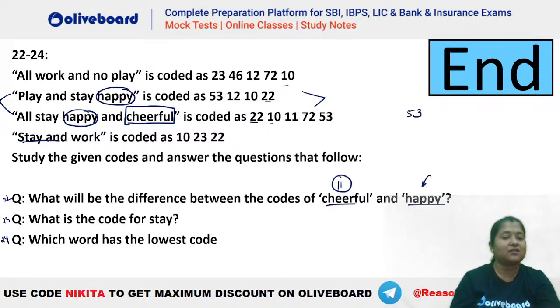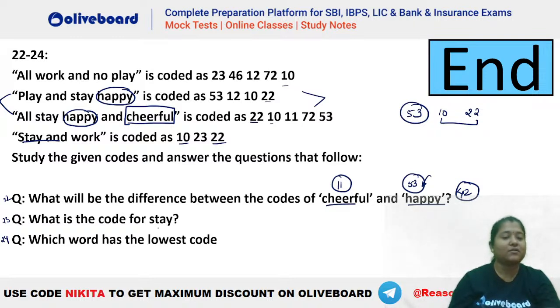Apart from that, 10 is also there, right? And we have 22, which is also there. And in the last one, you can see 10 and 22 are here. That means 10 and 22 should be for and stay. Okay. So that means happy has to be 53. So this will be 53 here. So what is the difference between the two? You can see 53 minus 11, that is equal to 42. So 42 will be the answer to the first question.